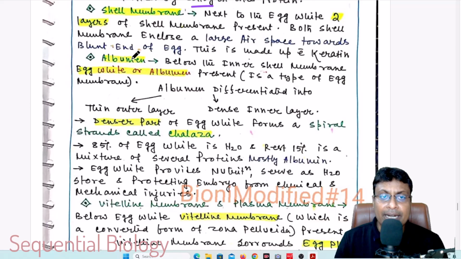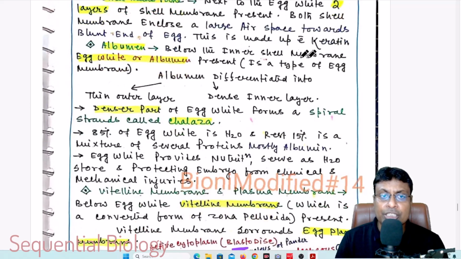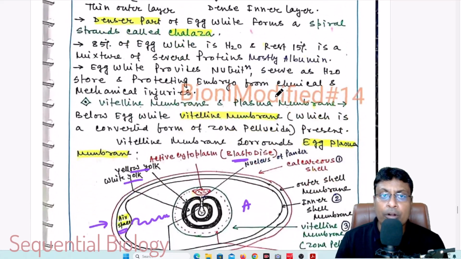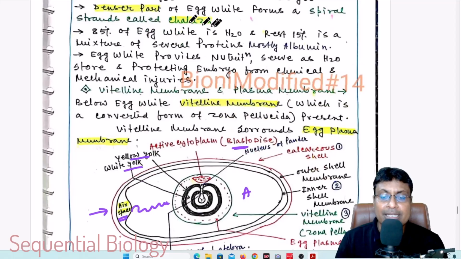And the next layer is albumin. Below the inner shell membrane, there is the egg white or the albumin. And this albumin is also a type of egg membrane. And the albumin is differentiated into a thin outer layer and a dense inner layer. And the denser part of the egg white forms a spiral strand which is called the chalaza. Then this albumin has a thinner outer layer, and the inner layer is thick. And this thick inner layer forms a spiral-like structure, which is known as the chalaza.